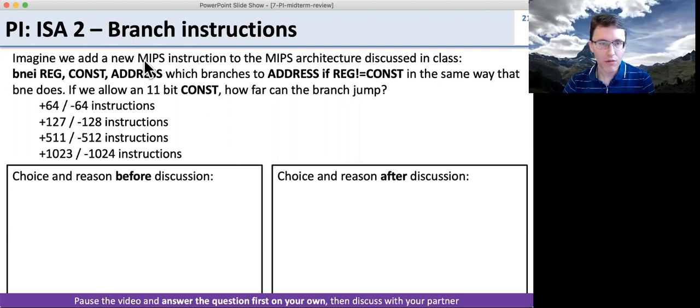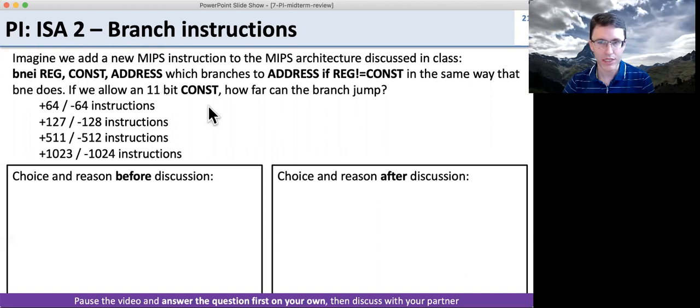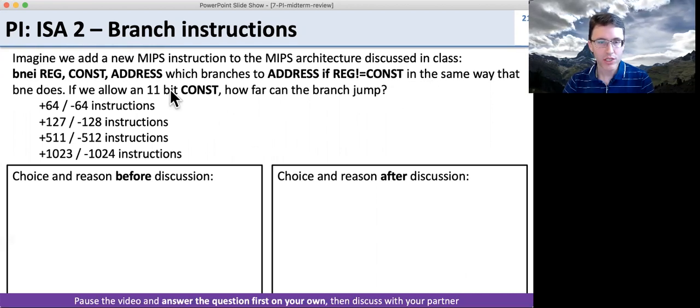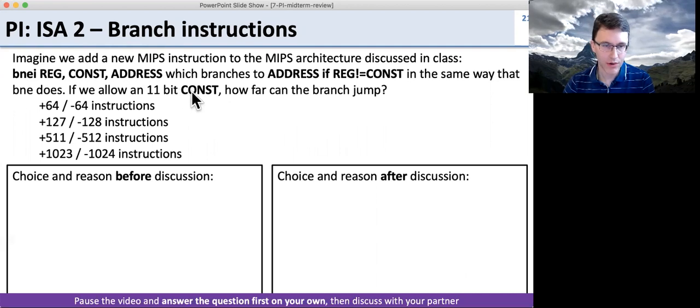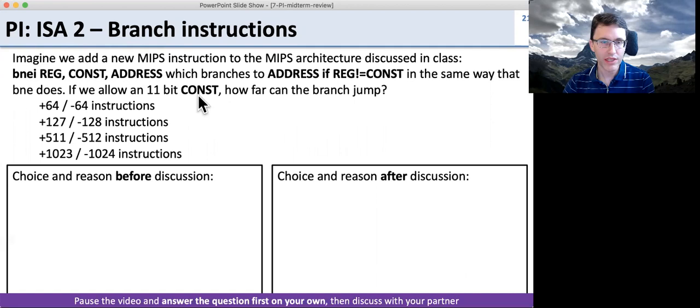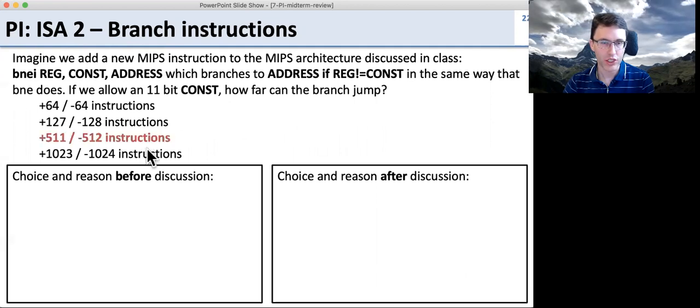Okay, so in this problem, we're adding a new instruction, branch not equal immediate, register, constant, address. The idea is, can we take a register, compare it to a constant, and if it's not equal, then we go ahead and branch. So this allows us to compare, is register 37 or something like that. And the question is how can we use the bits in our instruction encoding effectively? If we have an 11-bit constant, how far can the branch jump?